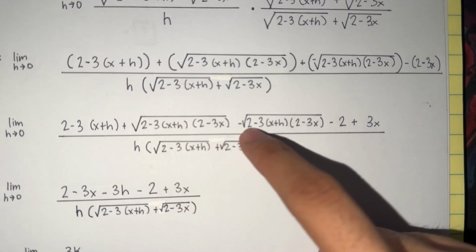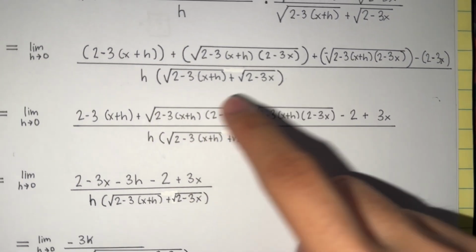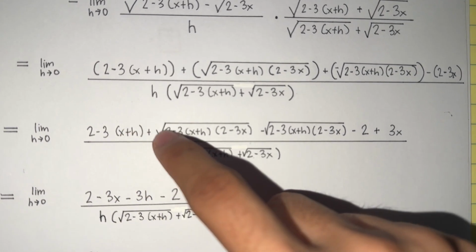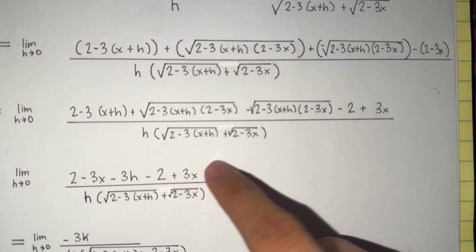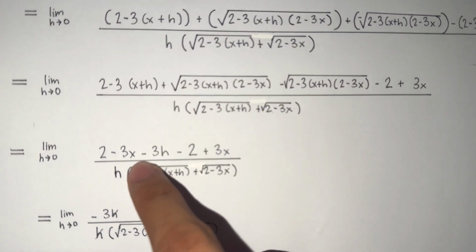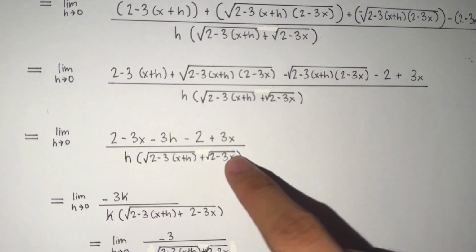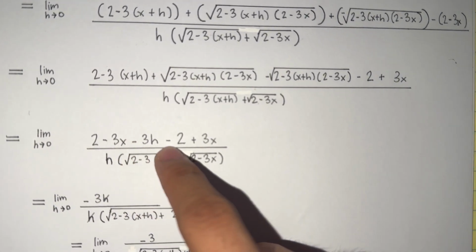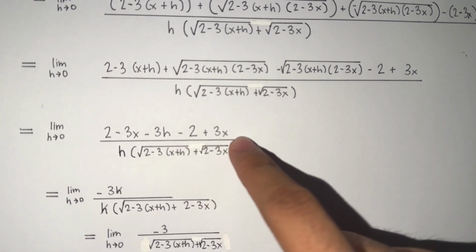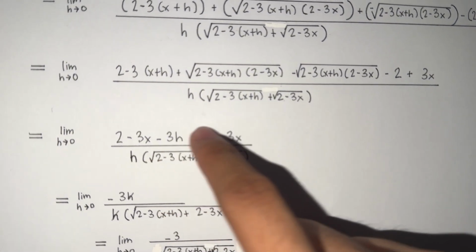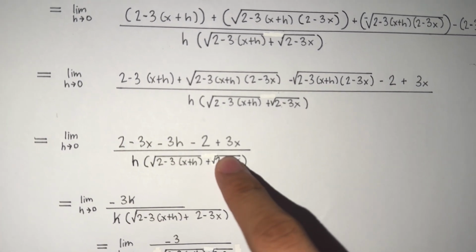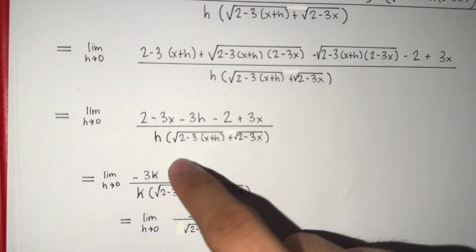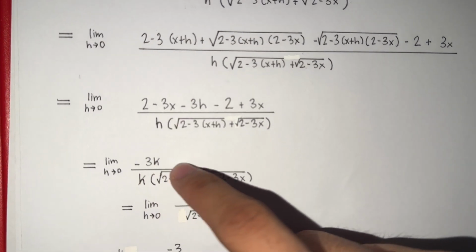So this gets cancelled, and we are going to distribute this negative 3, so it becomes negative 3x and negative 3h. After we did that, we're going to rewrite it as I have done here. So it becomes 2 minus 3x minus 3h minus 2 plus 3x. And here this can still be combined. So the only numerator remaining is negative 3h.